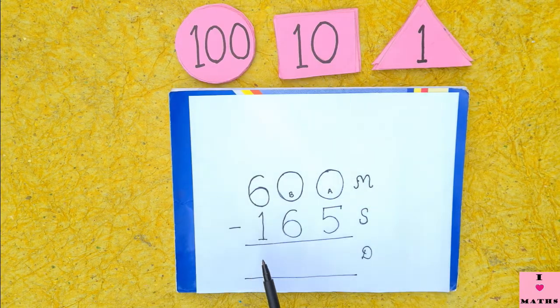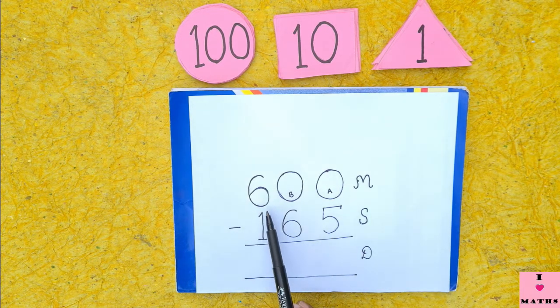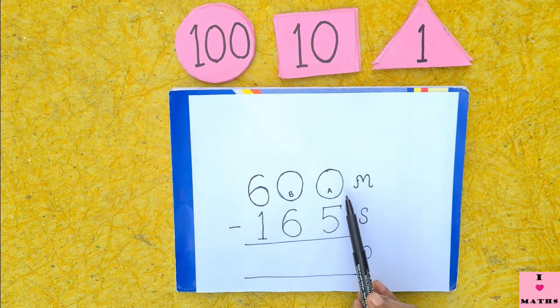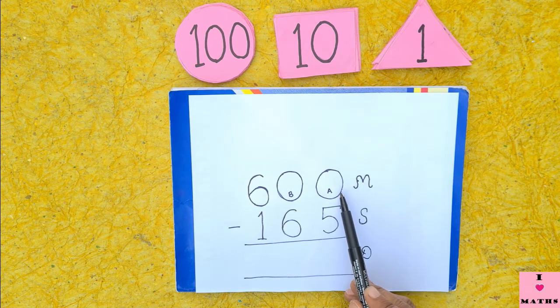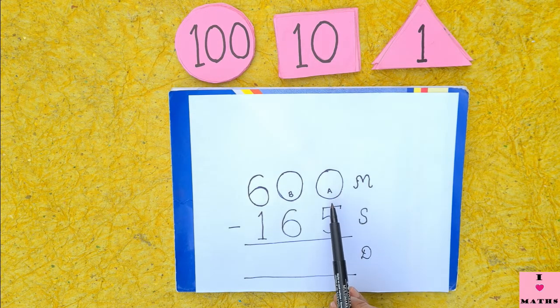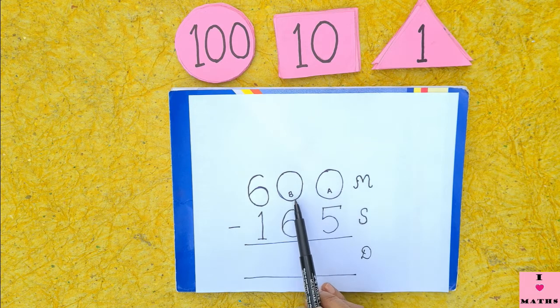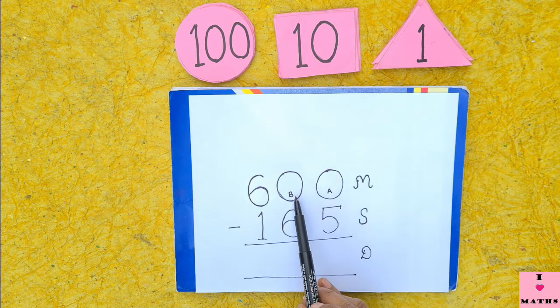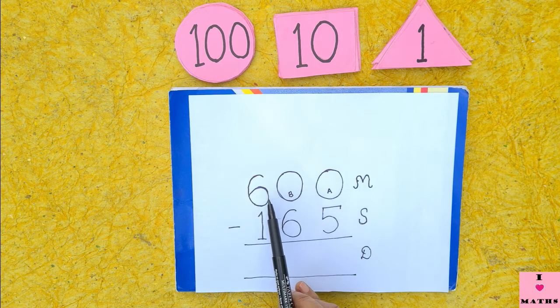In this sum, we have to subtract 165 from 600. We will start from 1's place as usual. 5 cannot be subtracted from 0. Now you will see that I have named these two zeros as A and B. 0A doesn't have anything, so it cannot borrow from 0B because 0B also has got nothing. So naturally, 0B will have to borrow from 6, which is at the hundreds place.